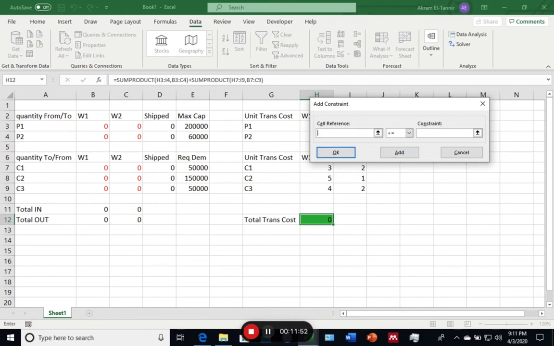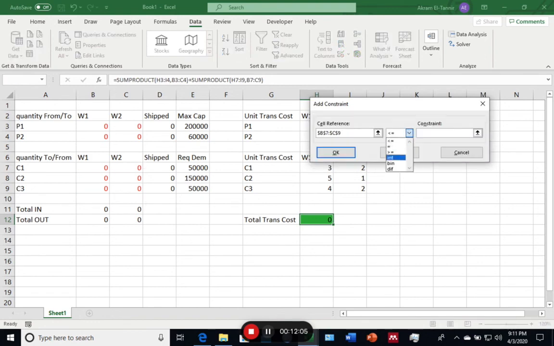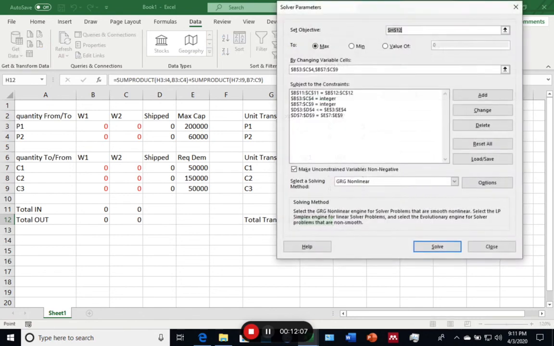Finally, all these quantities should be integers because we're dealing with units. So basically, this one should be integers, and this range should be all integers. We're done. Make sure to use simplex and click solve.